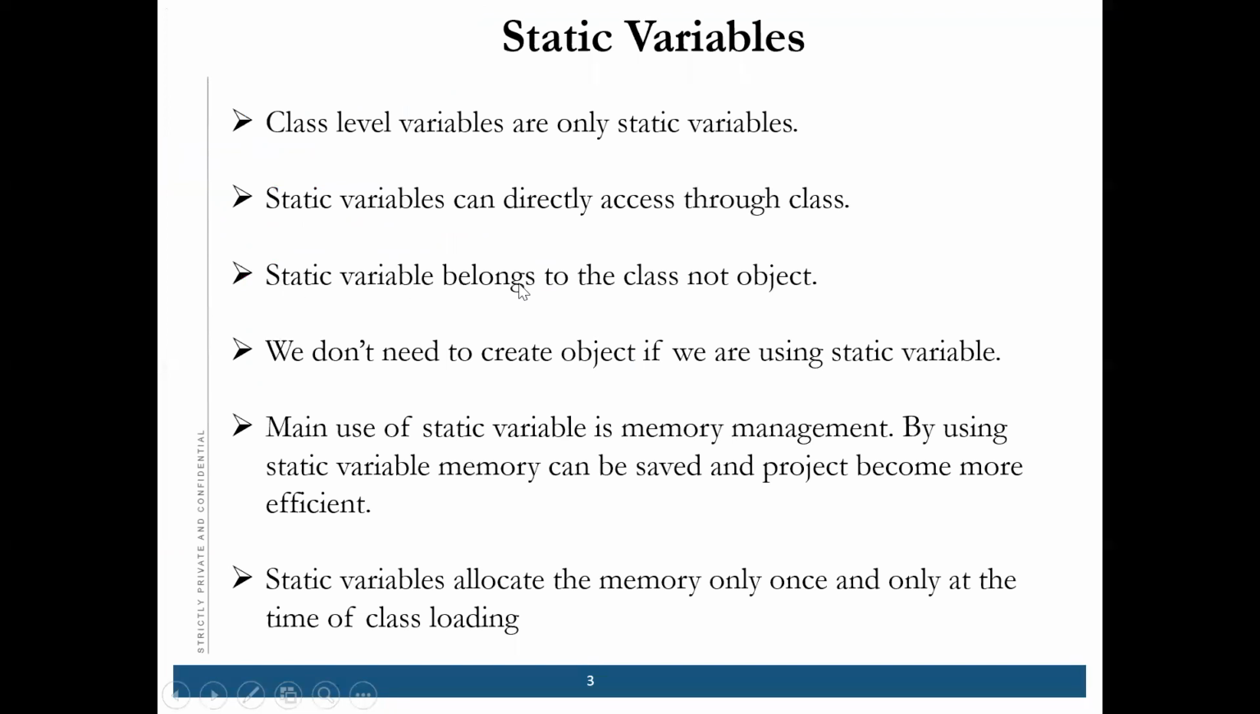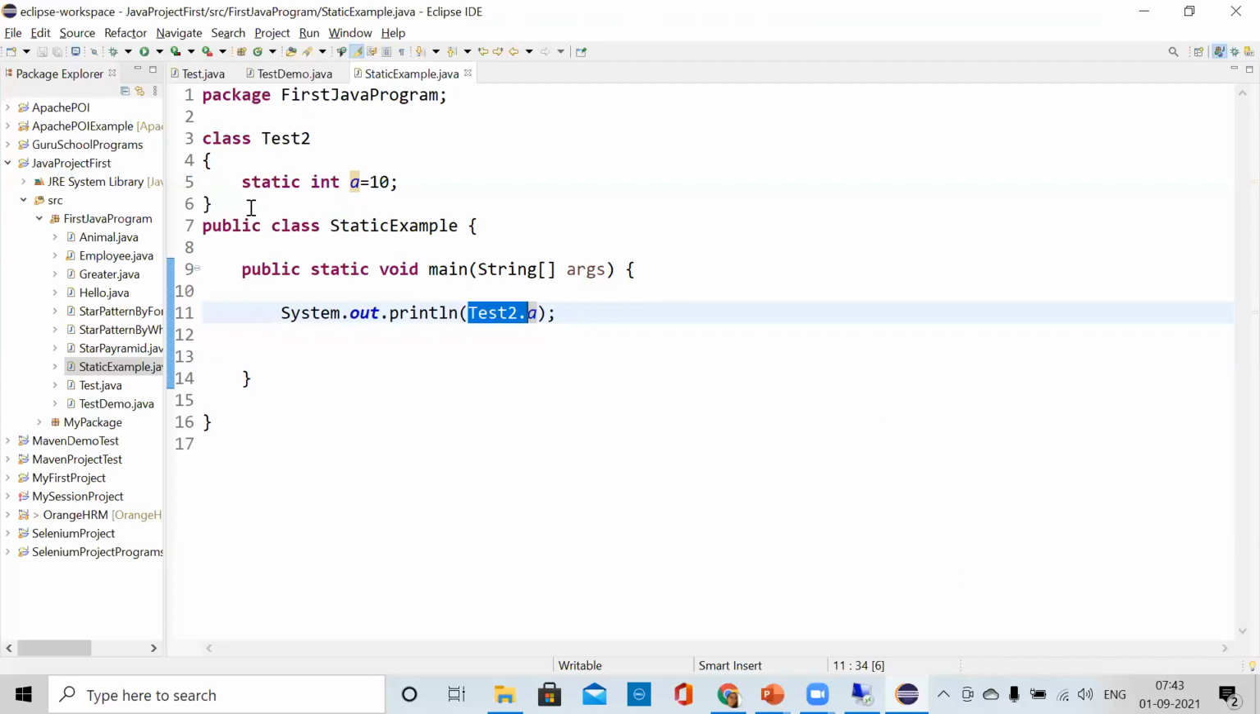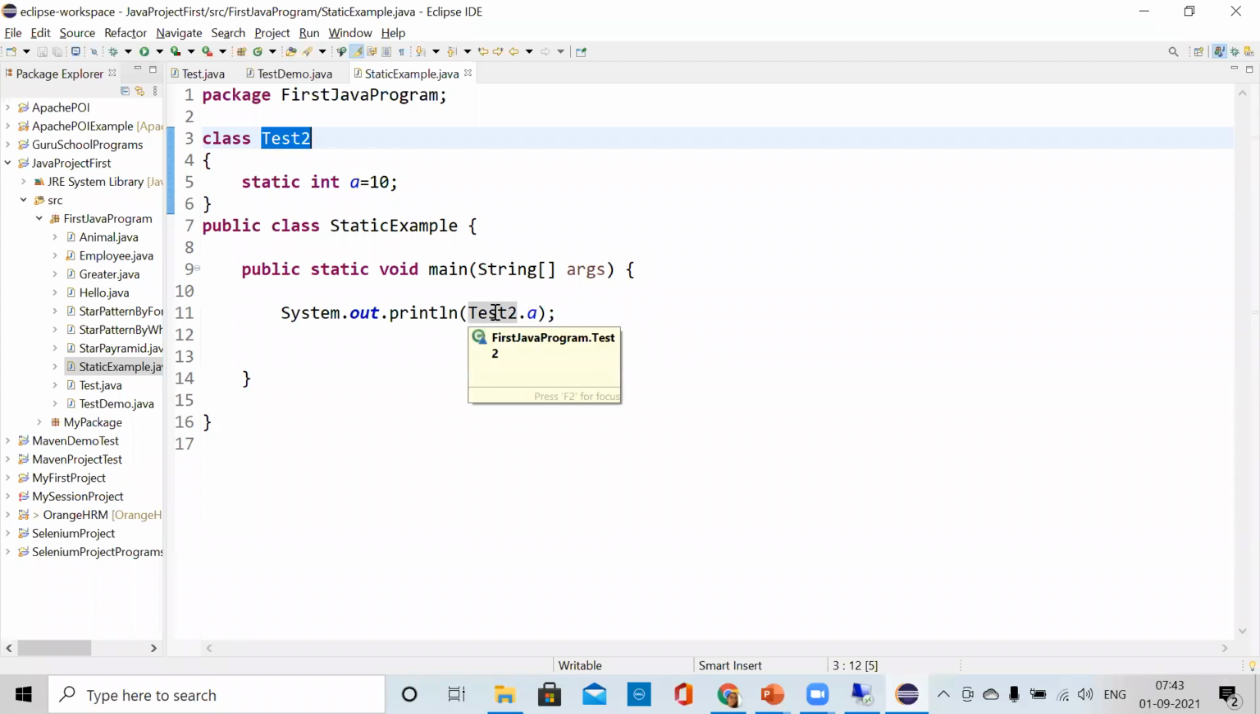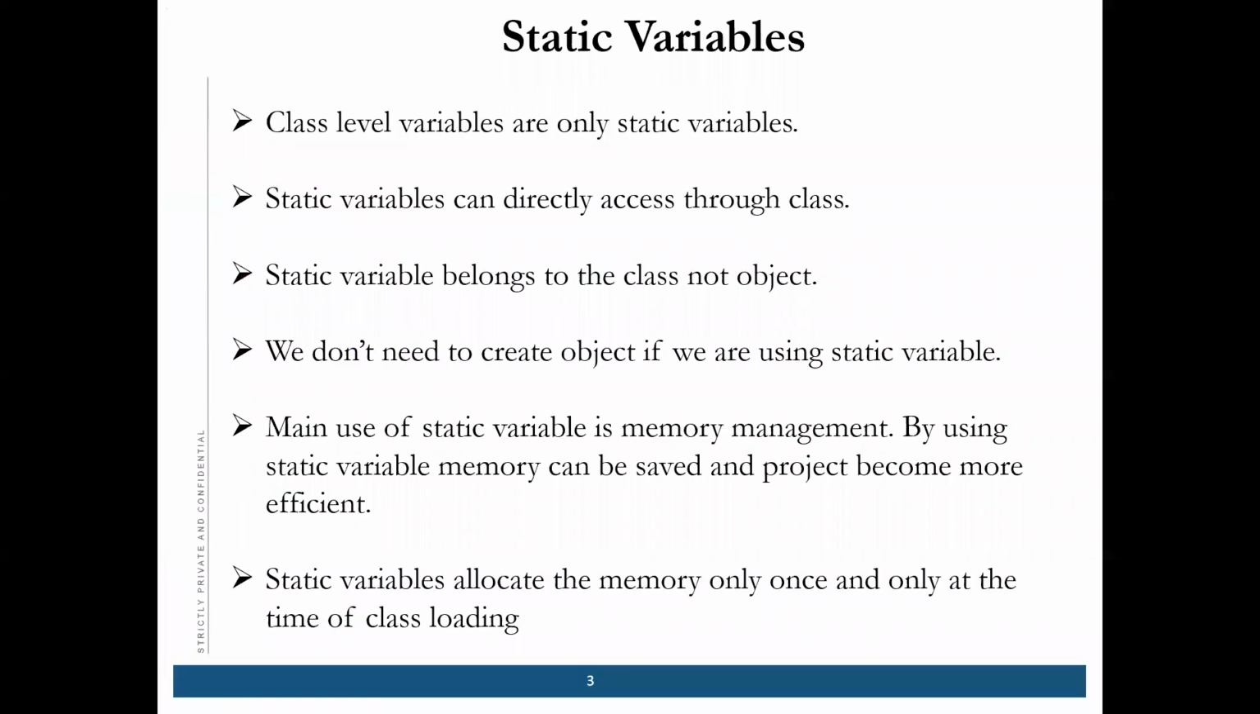Next point is static variable belongs to the class, not the object. So you don't need to create an object for that variable. You don't need to call it by creating an object. You can directly call it by the class name. Is that clear? Any doubt? Okay, these 3 points are clear. Any doubt you can ask me. So static variable belongs to the class, not the object.